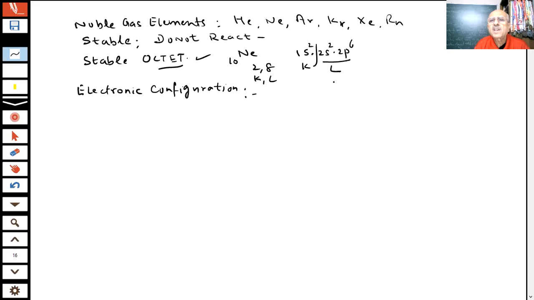So this is considered a stable outermost electronic configuration, students, and we call this an octet. If an octet is achieved, we say that it is a stable outermost valence electron configuration. Therefore, the atoms combine in order to attain a stable configuration.